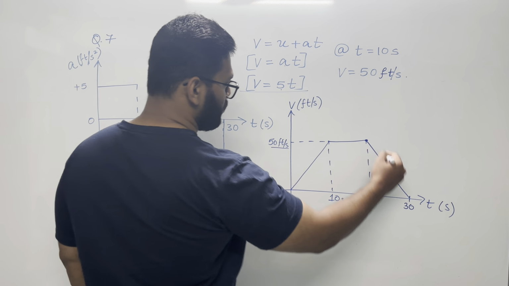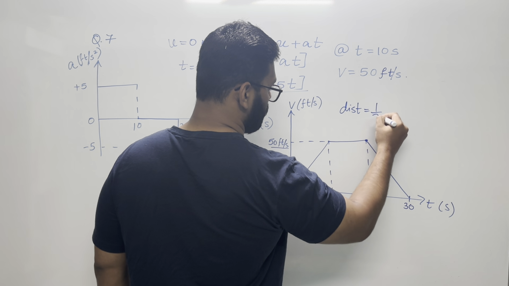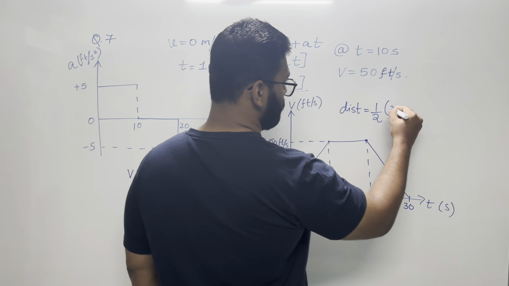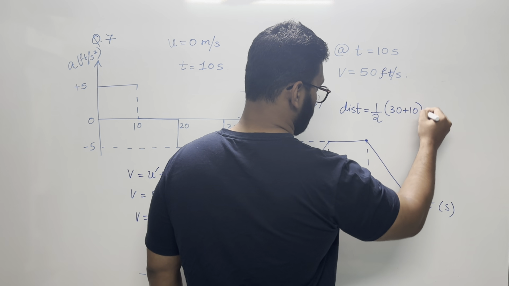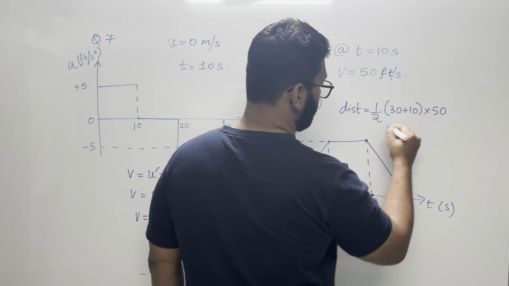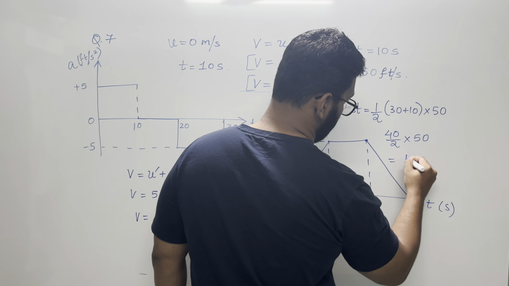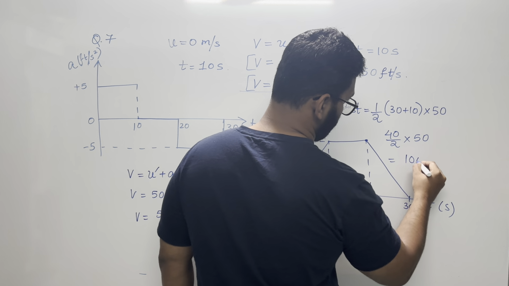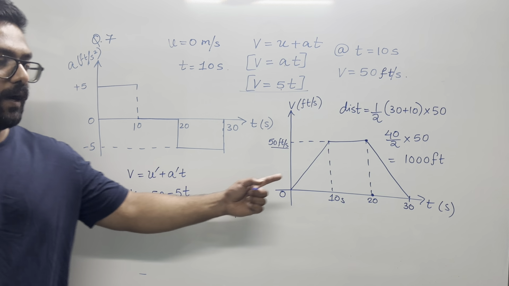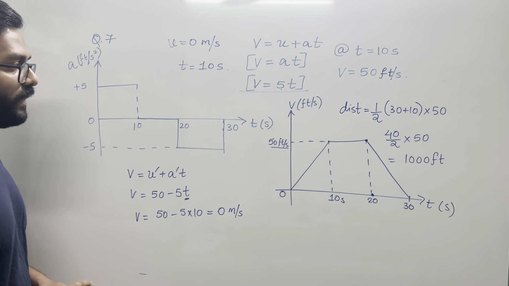So this is a trapezium, so the distance will be half into the sum of parallel sides, that is 30 plus 10, into the height, which is 50. So this will be 40 by 2 into 50, so that will be 1000 feet. So this will be the distance covered, 1000 feet. This is one part of the question. We will look at the next part now.